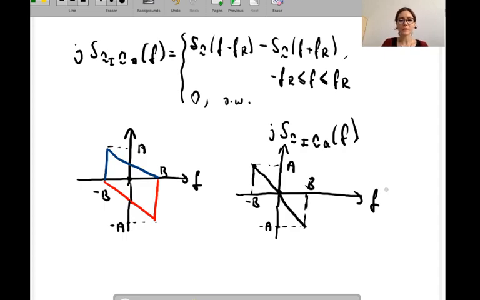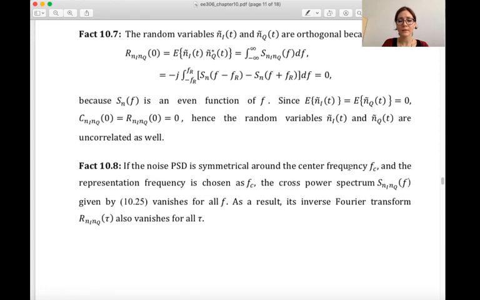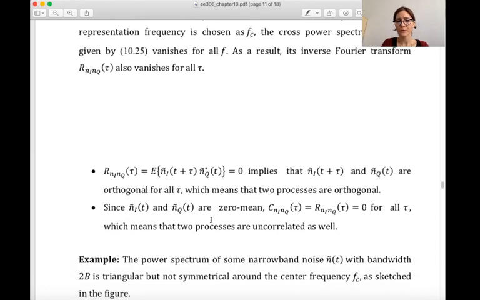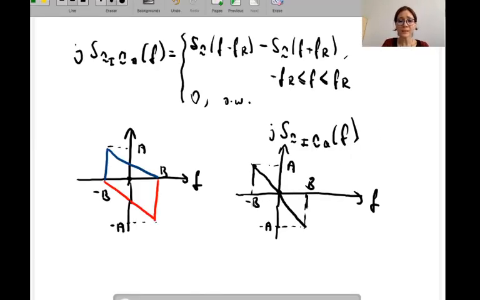Okay. Just something to notice here. Remember this remark when we were discussing the orthogonality and uncorrelatedness of the in-phase and the quadrature processes. We said that the cross-power spectrum vanishes for all f if the PSD is symmetrical around 0, from which it follows that Ni of t and Nq of t are orthogonal and uncorrelated random processes. Here, we don't observe it. Look at the cross-power spectrum we obtained in this example. It doesn't vanish, right? You have some non-zero cross-power spectrum.